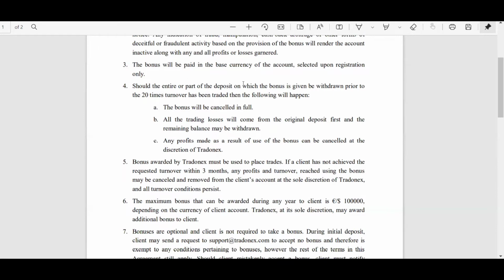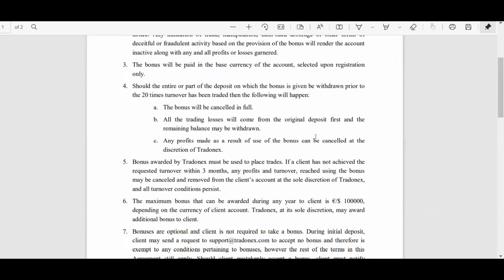Should the entire or part of the deposit on which the bonus is given be withdrawn prior to the 20 times turnover has been traded, then the following will happen. I think that's a mistake there. The bonus will be canceled in full. All the trading losses will come from the original deposit first, and remaining balance may be withdrawn. Any profits made as a result of the use of the bonus can be canceled at the discretion of Tradonex.